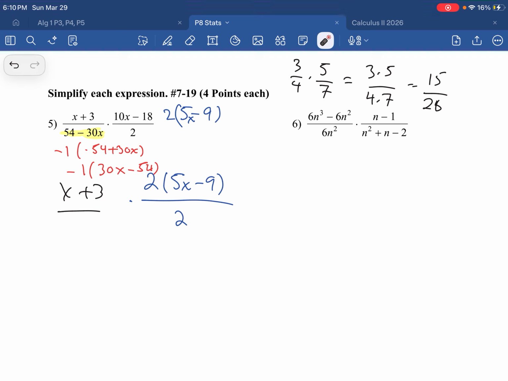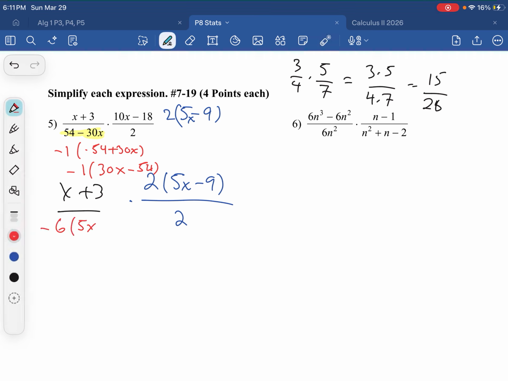So in my denominator, if I have 30x minus 54, 30 is going to be divisible by 6, and the 54 is going to be divisible by 6. So I can factor out a negative 6, and then this is 5x minus 9. So here, 5x minus 9 and 5x minus 9 are going to divide. The 2 and the 6 are going to reduce, and I have x plus 3 divided by a negative 3. Again, there might be some differences in where people are going to put the negative here, but that's how I simplify that one.